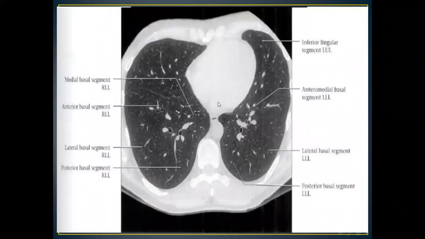The third level is at the level of the heart, and we see this major fissure dividing into the middle lobe and the lingular lobe, and this is the lower lobe on both sides, which is further divided into anterior, lateral, medial, and posterior. On the left, anterior, lateral, and posterior. The middle lobe is further divided into medial and lateral, and the lingula is divided into inferior and superior.